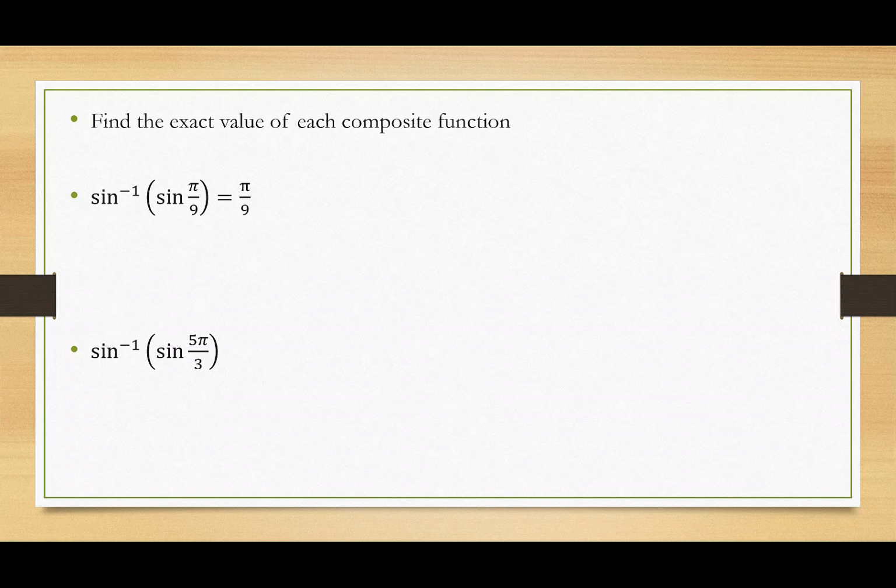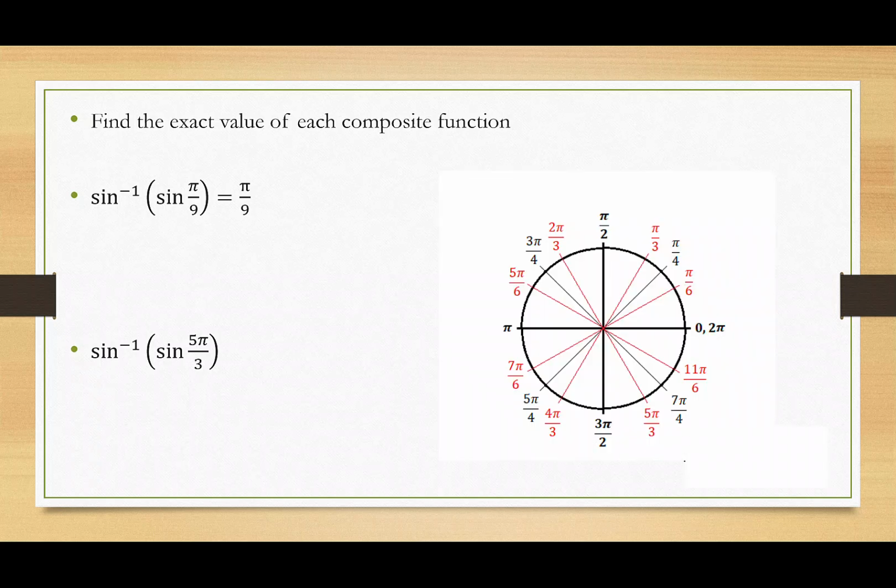Our next problem says sine inverse of sine of 5pi/3. 5pi/3 is not between -pi/2 and pi/2. So let's look at our unit circle and think about what we can do. 5pi/3 is equivalent to -pi/3, so the sine of 5pi/3 will be equal to the sine of -pi/3. This, as our solution, is -pi/3.